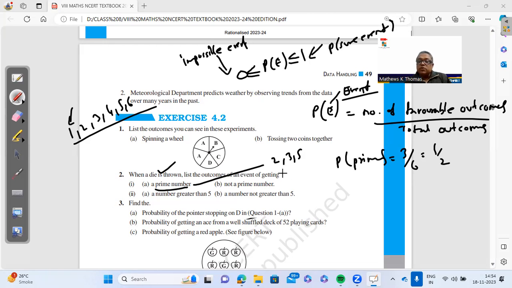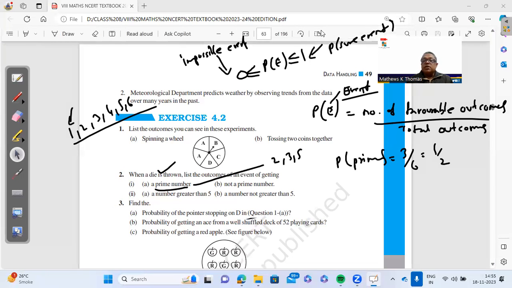So this is how we do probability questions. Here, of course, we have to just find the outcomes, but later on, they are also asking us to find the probability. So probability, again I'm repeating, is number of favorable outcomes by total outcomes.